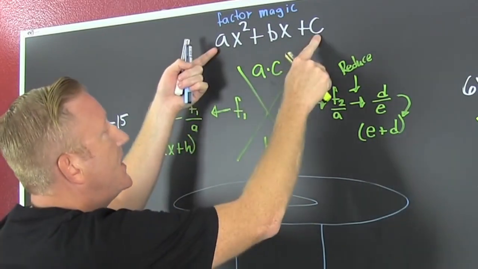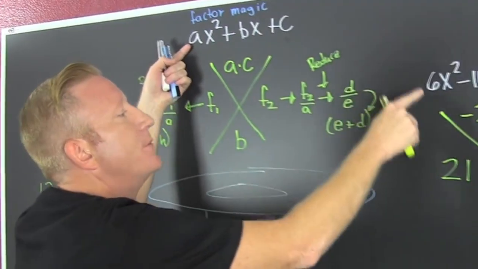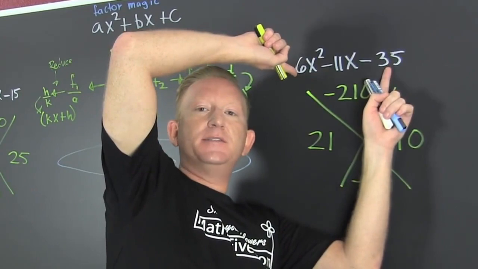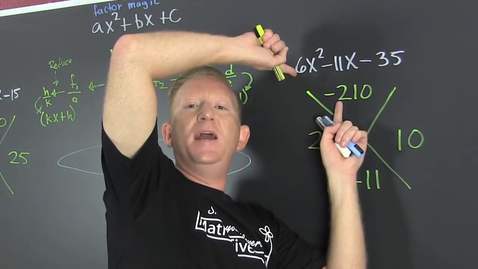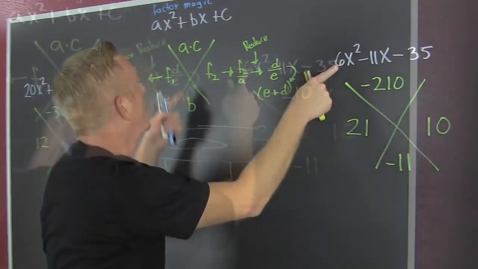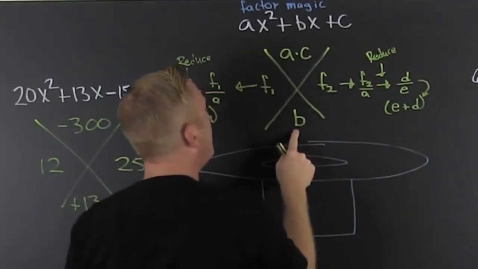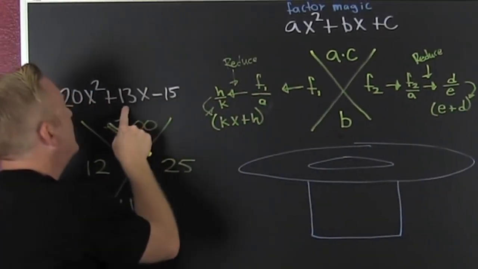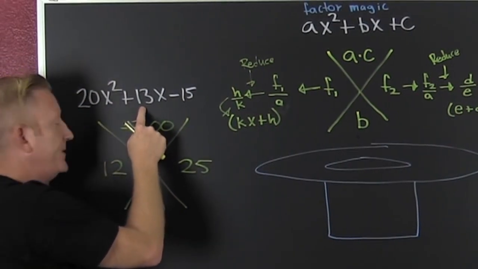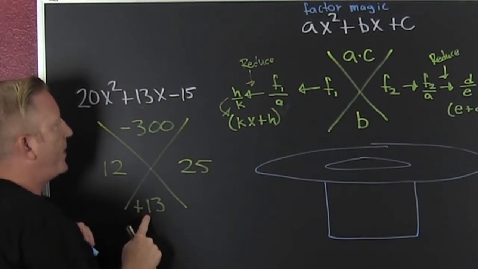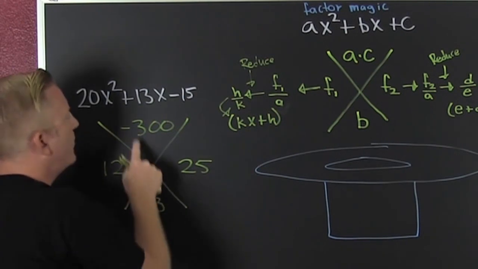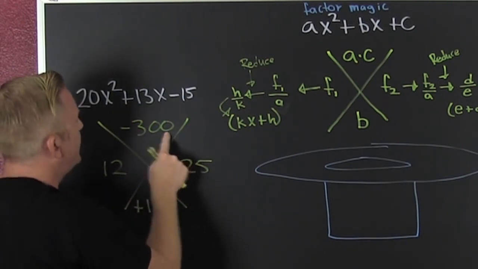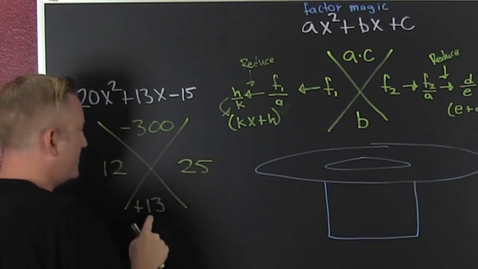What's that? The leading and lagging terms. So if I was over here, 6 times minus 35 is minus 210. And then we're going to put our b, our middle term, down in the bottom. Our middle term over here is 13, so I'm going to put a 13 down there in the bottom. So now what are we doing? We're looking for the factors of 300 that subtract to be 13.